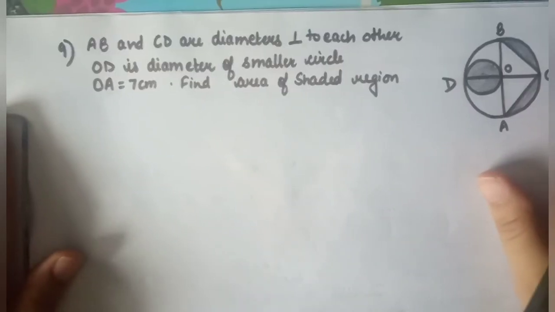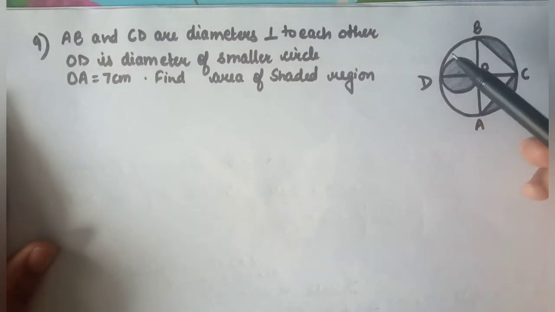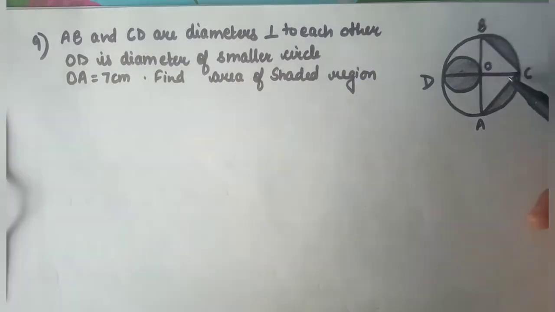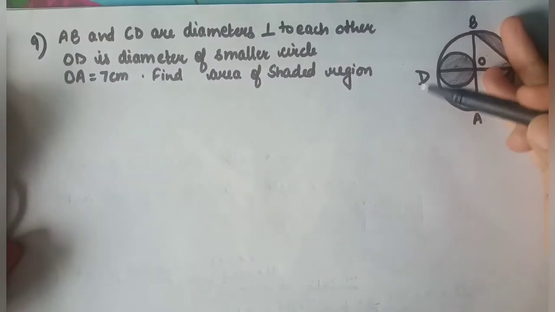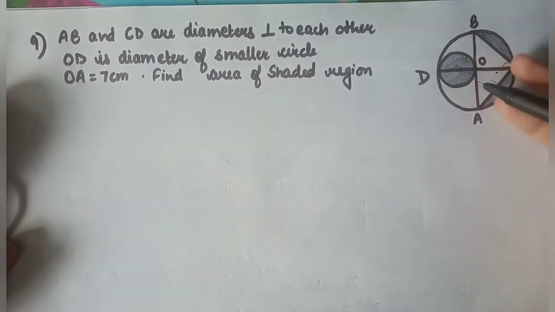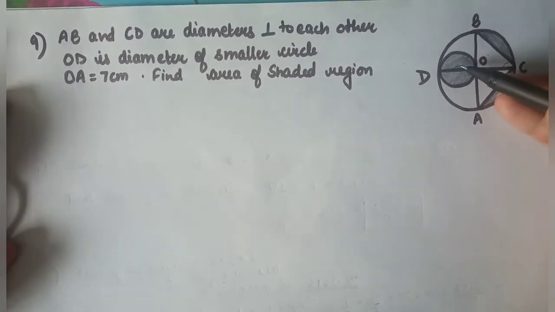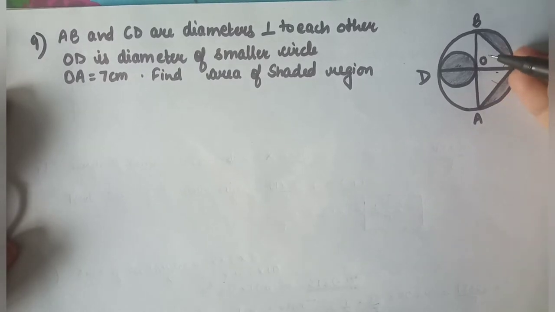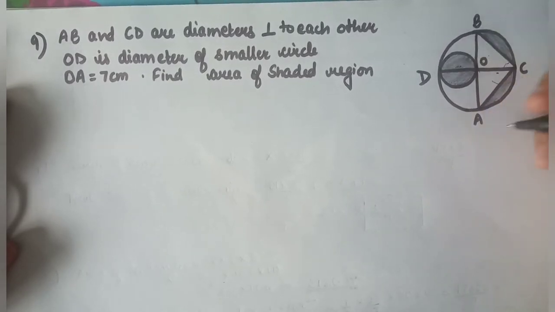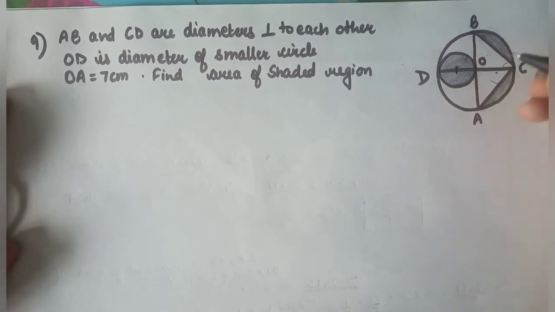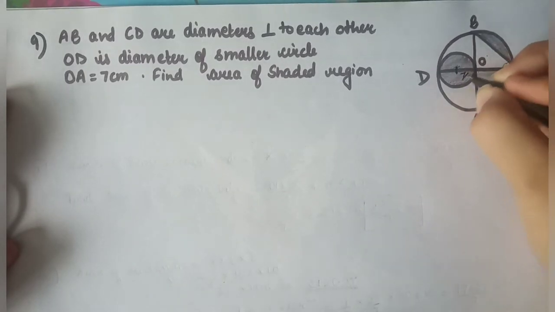So the next question is, this is the given figure, and here AB and CD are the diameters that are perpendicular to each other, and OD is the diameter of the smaller circle, and OA is given to be 7 centimeter. We have to find the area of the shaded region. Now we can find out the area of this small circle very easily, because first of all we know that OA is the radius of the bigger circle. So OD is also the radius of the bigger circle, and it is 7 centimeter. So we can find the radius of the smaller circle. It would be 7 by 2 centimeters.